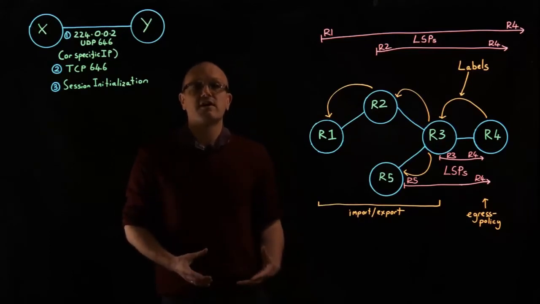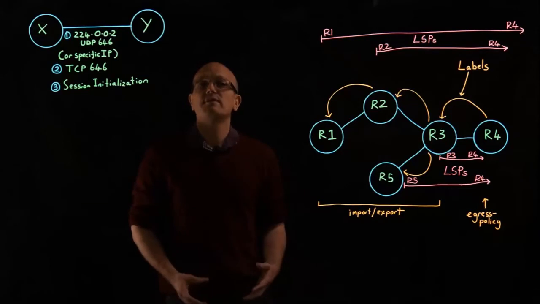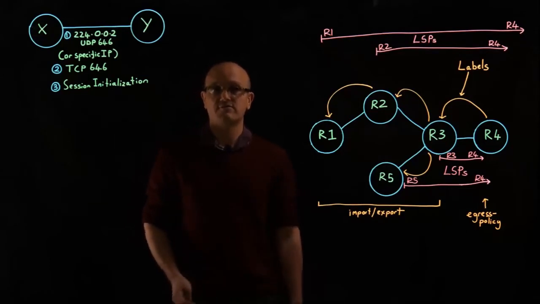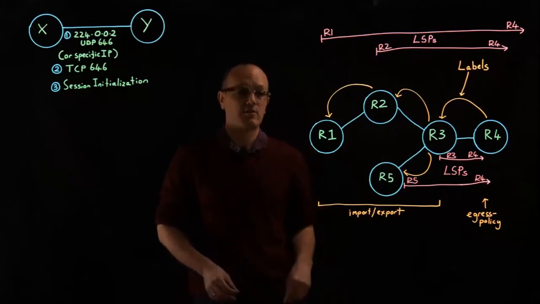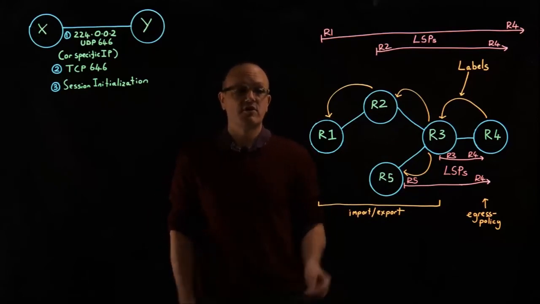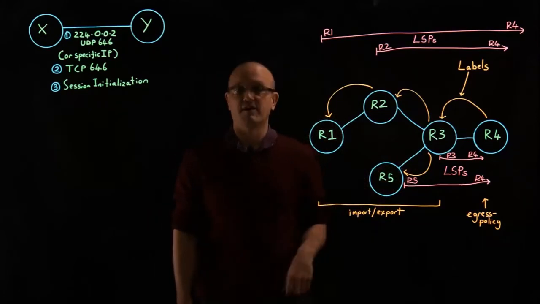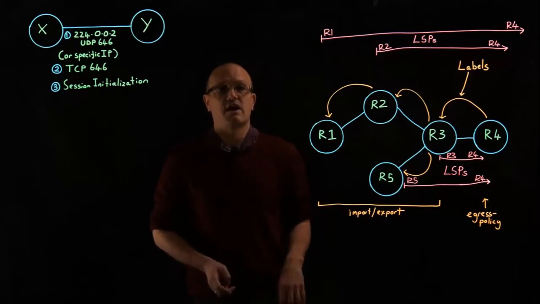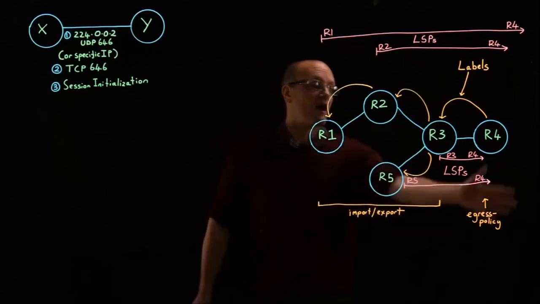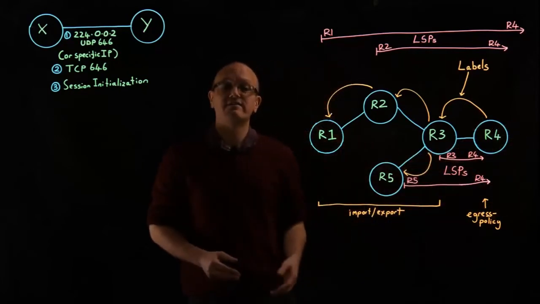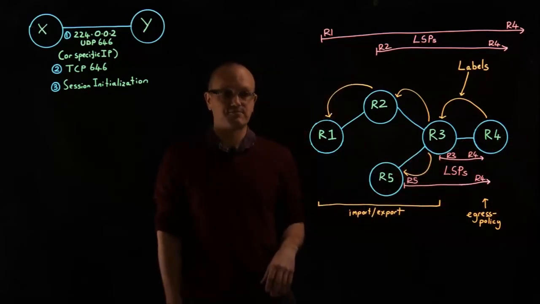So thinking about label values now, how do we establish LSPs using labels within LDP? We have an MPLS network consisting of routers R1 through R5. And we're going to be looking at the establishment of LSPs from the perspective of R4 initiating the label advertisement.